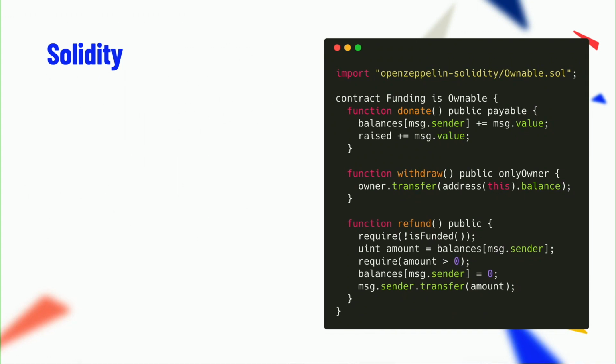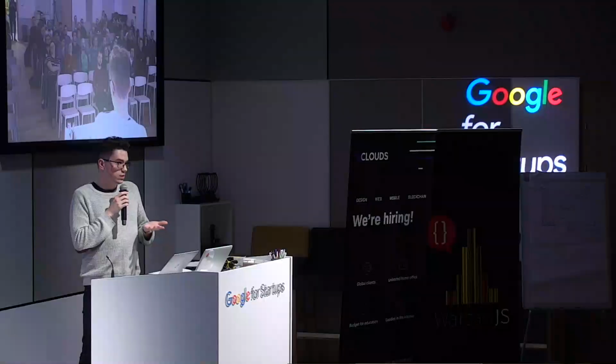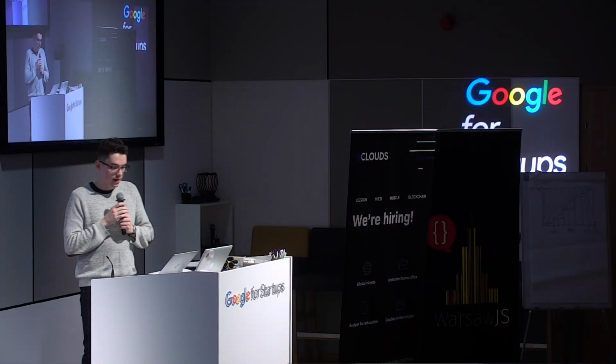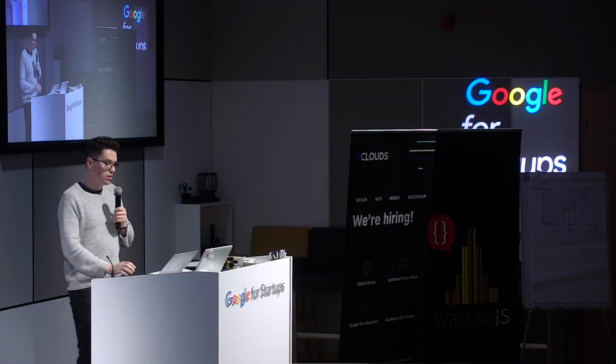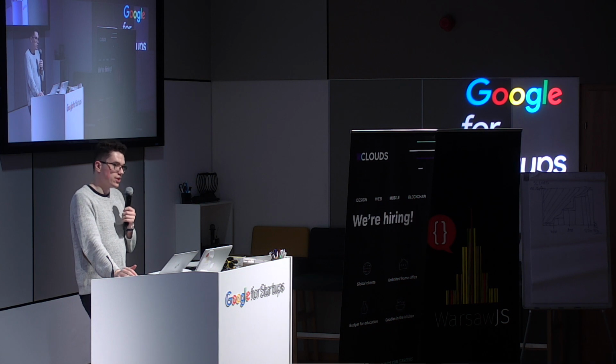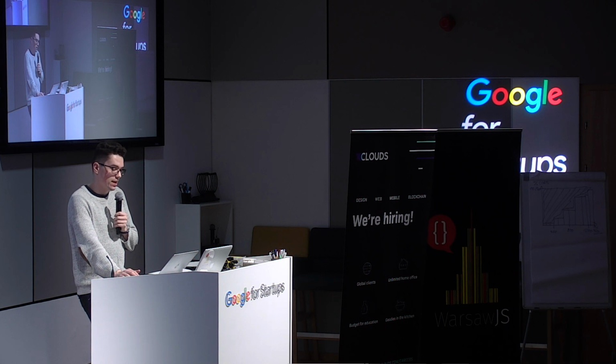And back to the code. So that's Solidity, which is a little bit Python, a little bit JavaScript, and types similar to C. So it's contract oriented, or at least that's what you can read in the documentation. But think about a contract as a class.